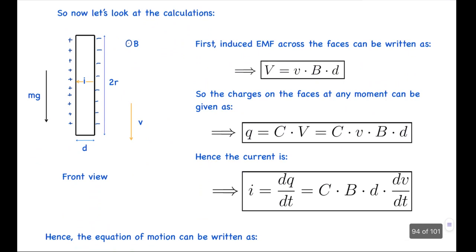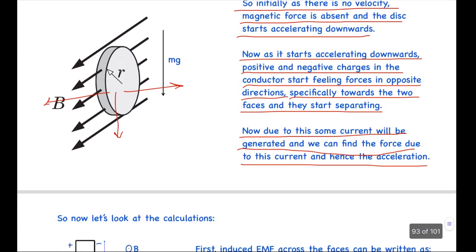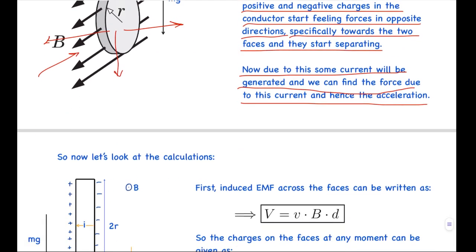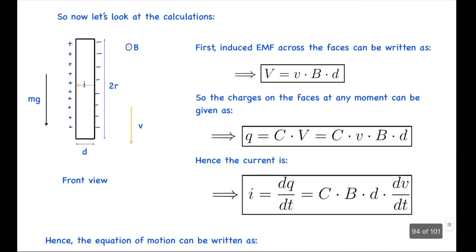Now here is the front view. Let's observe this from this side, so that the magnetic field is coming out of the plane. This is the width of the disk, D, and the separation of charges has been shown along the two faces as shown. The radius of the disk is given as r, so the diameter will be 2r.